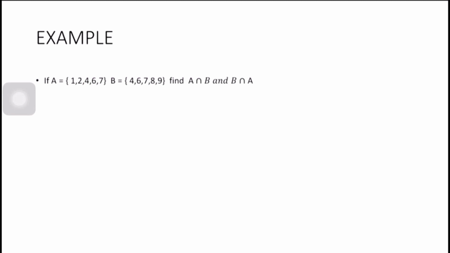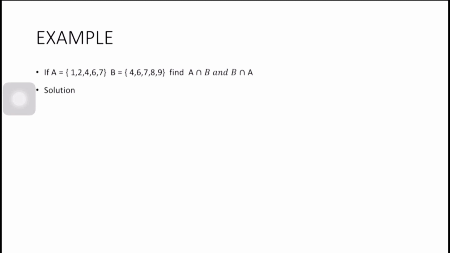Next, let us see one example. If A is equal to the set {1, 2, 4, 6, 7} and B is equal to the set {4, 6, 7, 8, 9}, find A intersection B and B intersection A. Solution.